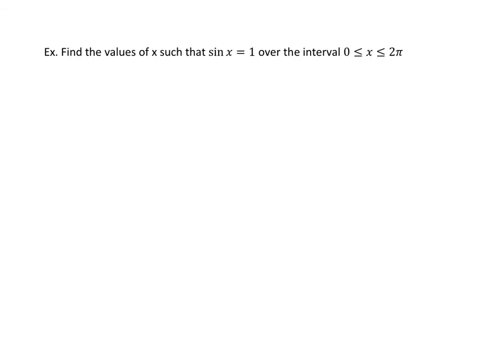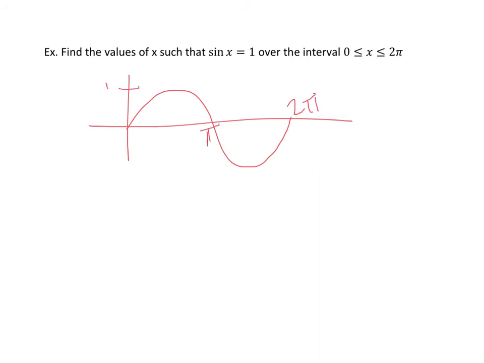Okay, now we'll get into the values. Find the values of x such that sine x equals 1 over the interval 0 to 2 pi. Where does sine x equal 1? Here's my sine graph. Here's 2 pi, pi, 1. This is what I'm wanting to know. When does the sine graph hit 1? Well, it's going to hit it right here. If I continued my graph, it's going to hit again right here. So where's that at? That's at pi over 2.